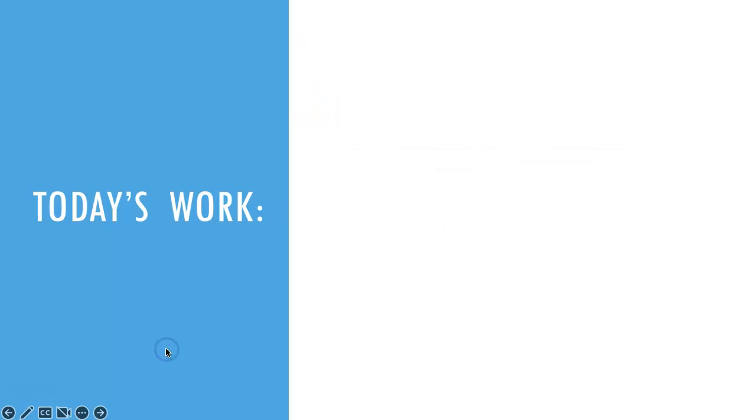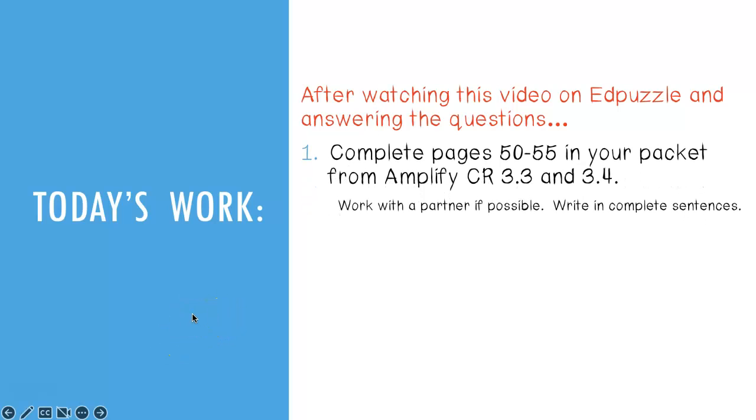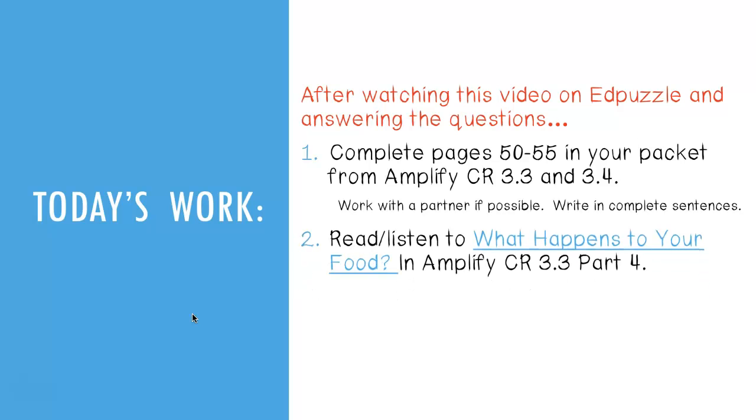Here we go. So today's work, after watching this video on Edpuzzle and answering the questions in Edpuzzle, you are going to complete pages 50 through 55 in your packet from Amplify Chemical Reactions 3.3 and 3.4. Remember, at the bottom of each page, it will tell you where you will find it in Amplify. Work with a partner if possible, and always write in complete sentences. If you're going to type it, you need to remember to notify me with a big A or Amplify in the written work in the packet. You will definitely have to read and listen to what happens to your food.